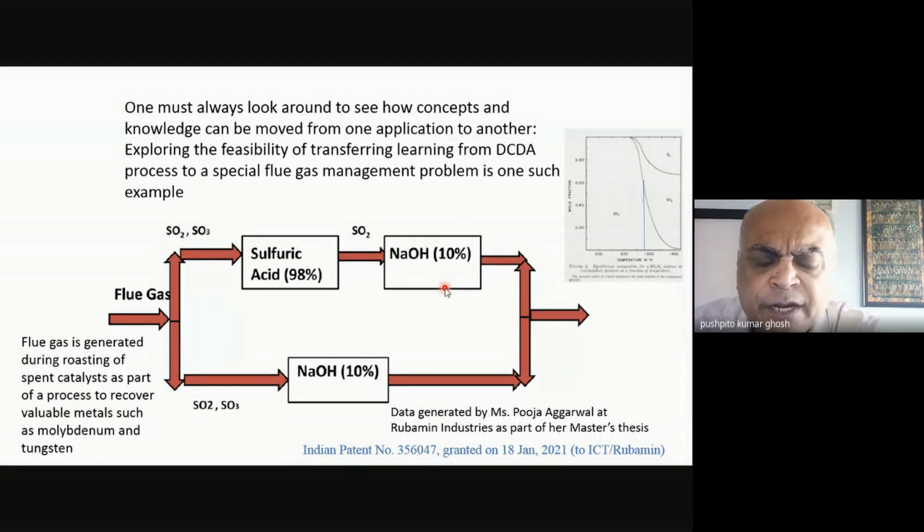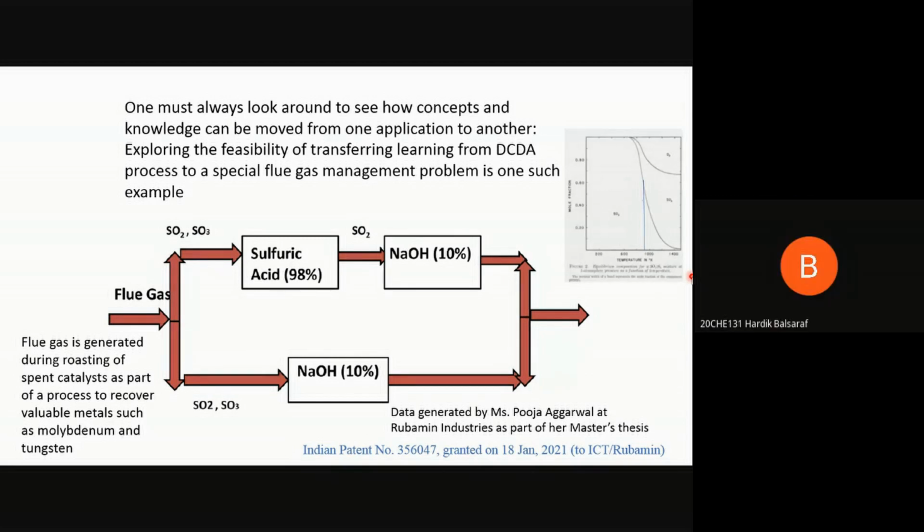Why am I talking about it in terms of sulfuric acid? Because the roasting of catalyst did lead to some production of sulfuric acid. But what is important is that who can do it? If you are familiar with this plot, then you know what it means. If you don't know anything and SO2, SO3, temperature all sound the same to you, then of course you can't do it. Okay? Is that clear to everyone? Yes, sir.